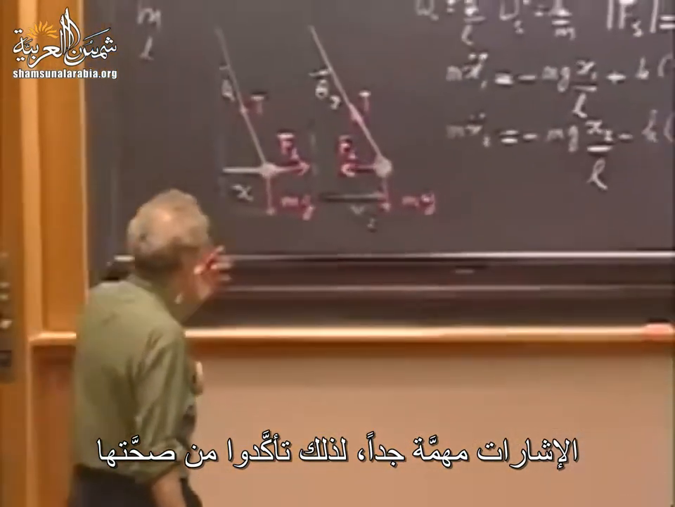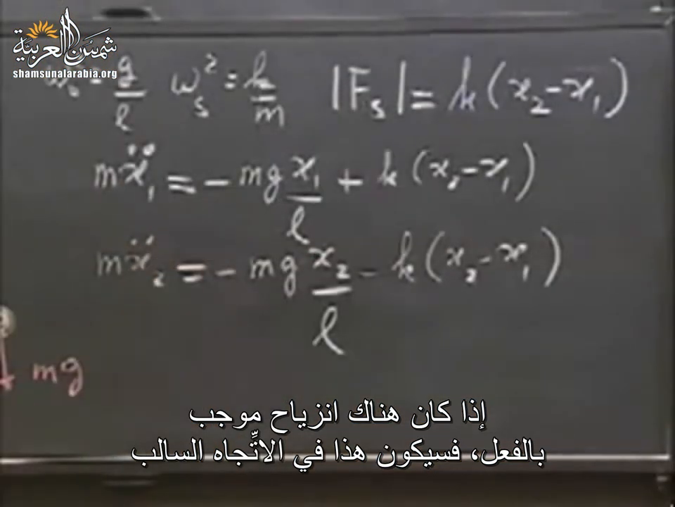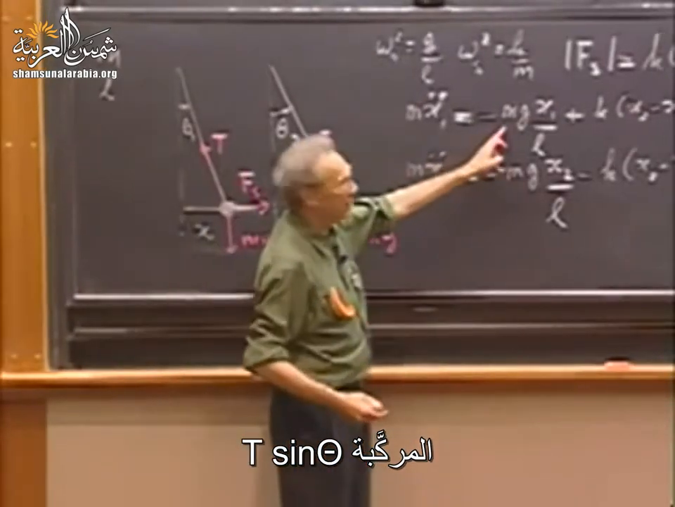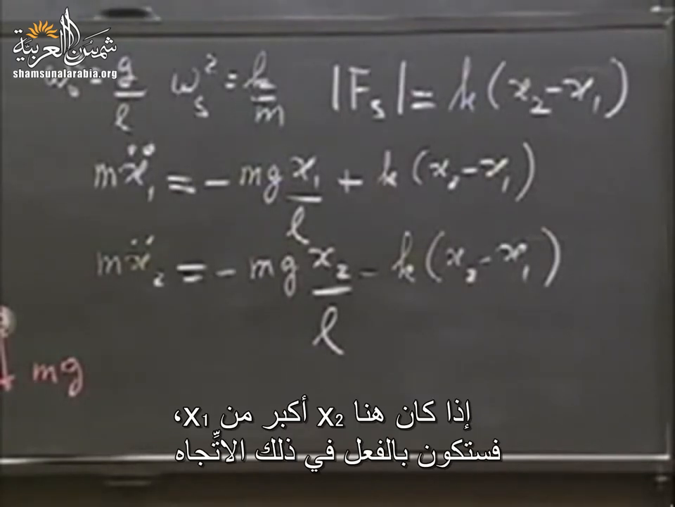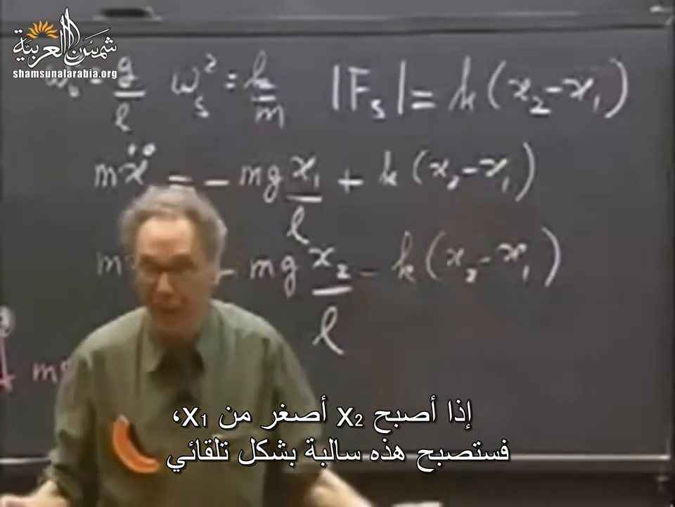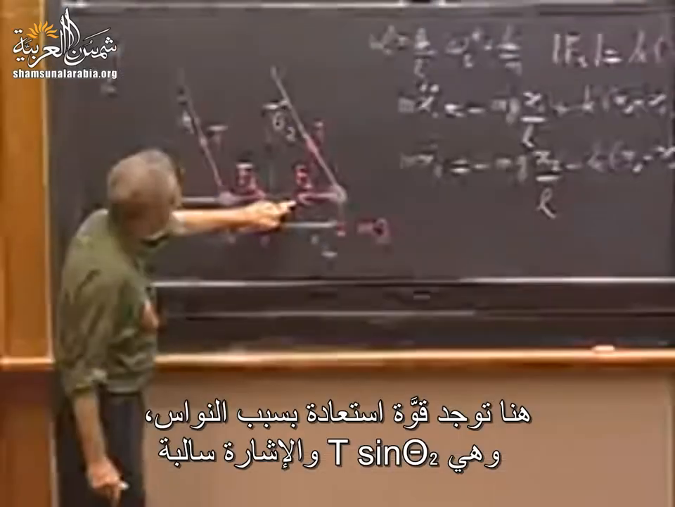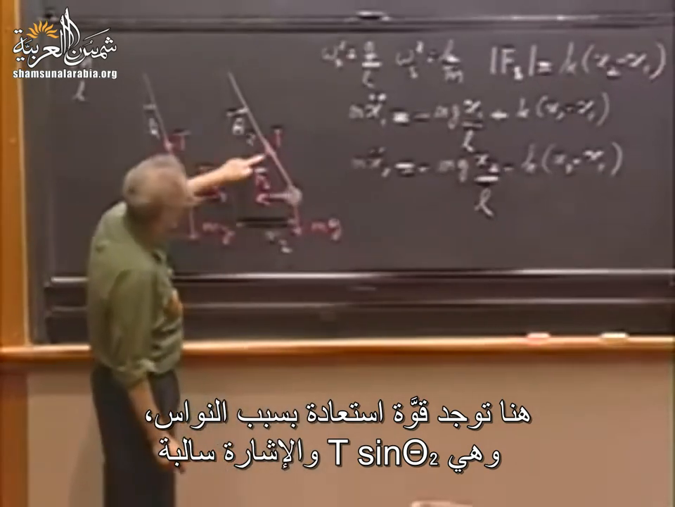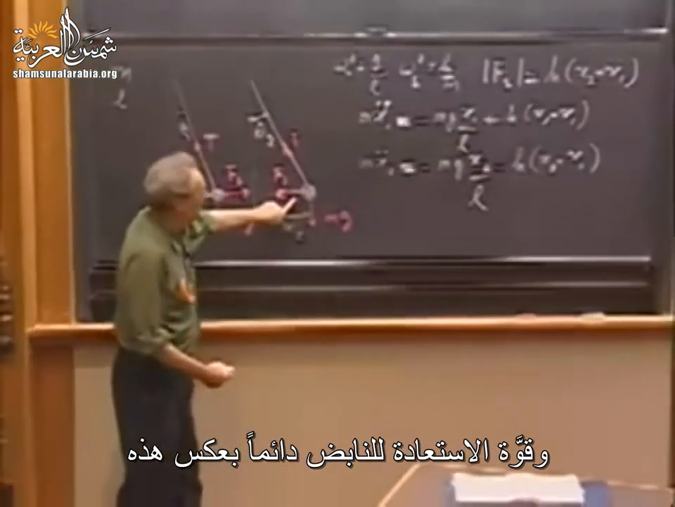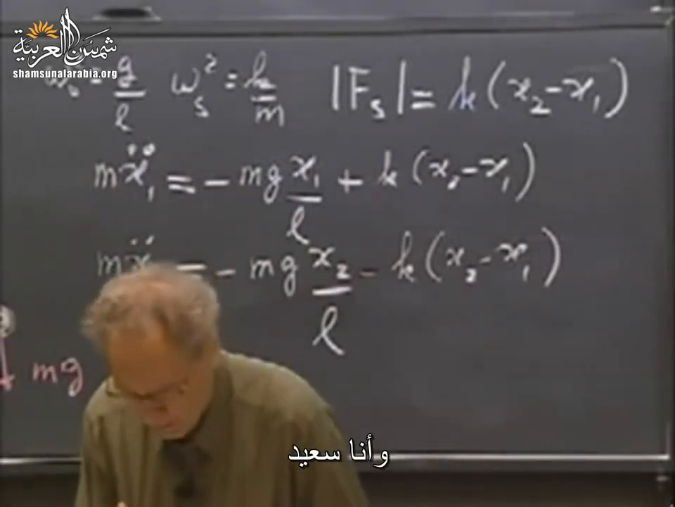So therefore, look at this again. Take a pause. This one, if I give this a positive offset, is indeed in the negative direction, the component of T sine theta. This one, if x2 is larger than x1, is indeed in that direction. And you notice if x2 becomes smaller than x1, well, then this becomes automatically negative. So are you okay? So this is fine. This one has the restoring force due to the pendulum, which is T sine theta 2, negative sign, and the restoring force of the spring, always opposite this one. I'm happy. I am happy.